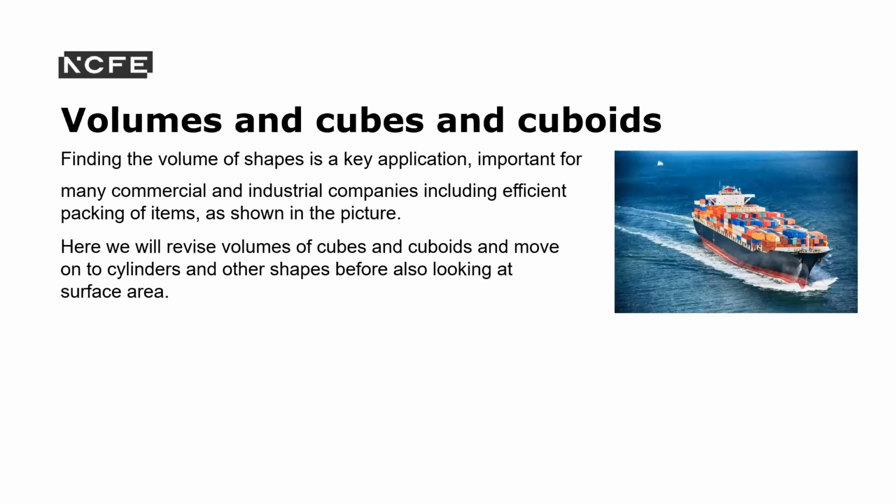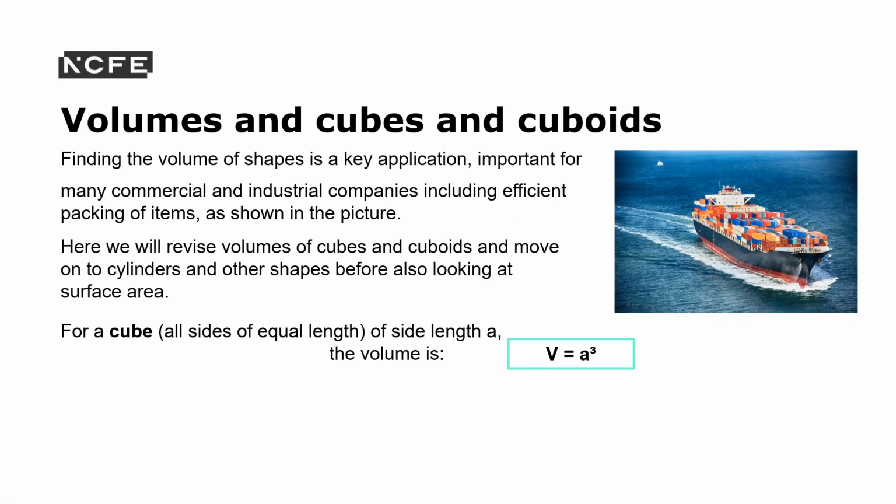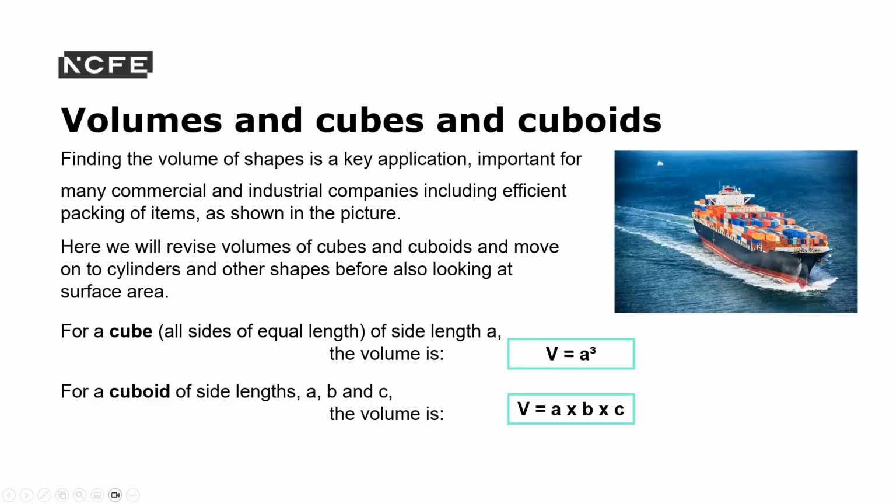So if we look at the volumes of cubes and cuboids, finding the volume of shapes is a key application important for many commercial industry companies, including efficient packing of items shown in the pictures. Here you will revise volumes of cubes and cuboids and move on to cylinders and other shapes before looking at surface areas. So for a cube, all the sides are equal length. The sides are length A. The volume is V equals A cubed.